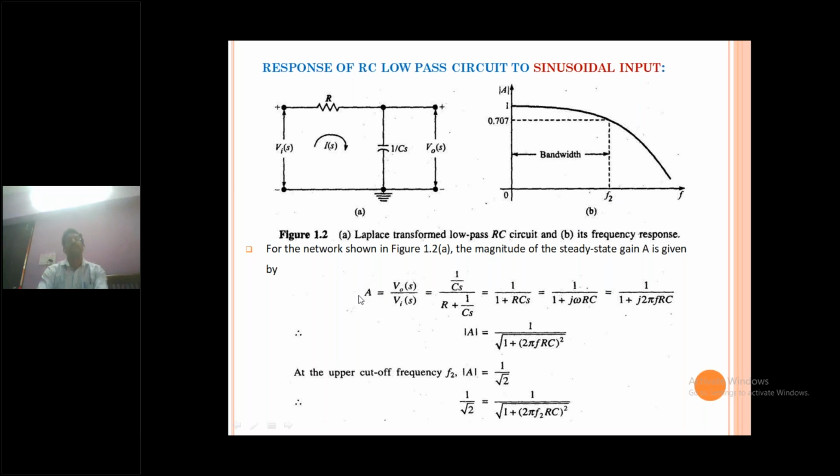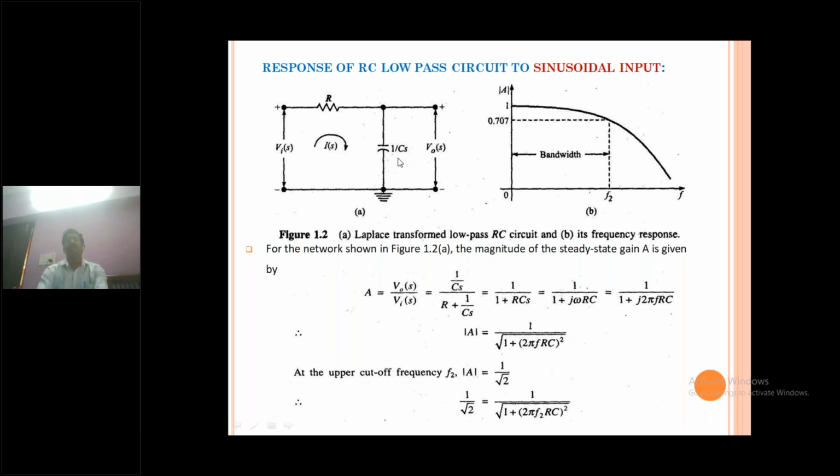So we know that voltage gain is equal to output voltage by input voltage, in the S domain or Z domain, any domain. And now the output voltage will be across the capacitor. I already mentioned here 1 by j omega C, where j omega is replaced by S, so 1 by Cs, divided by the total impedance, that means R plus 1 by j omega C, j omega again replaced by S.